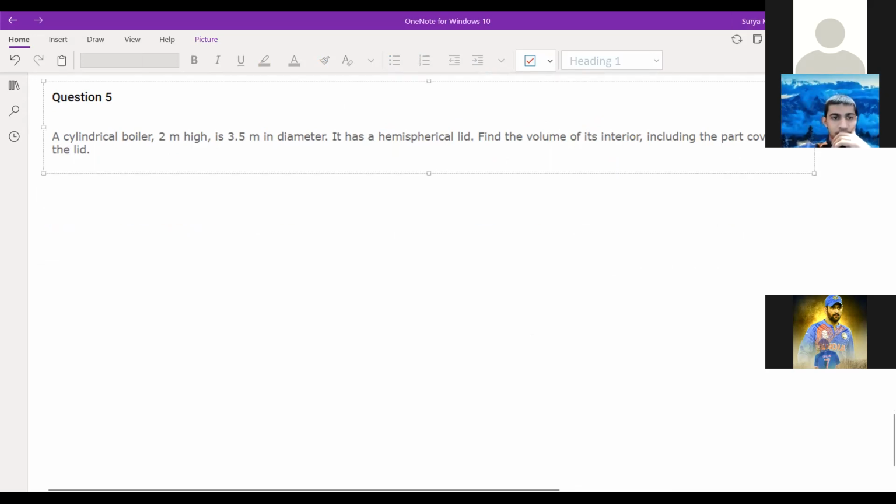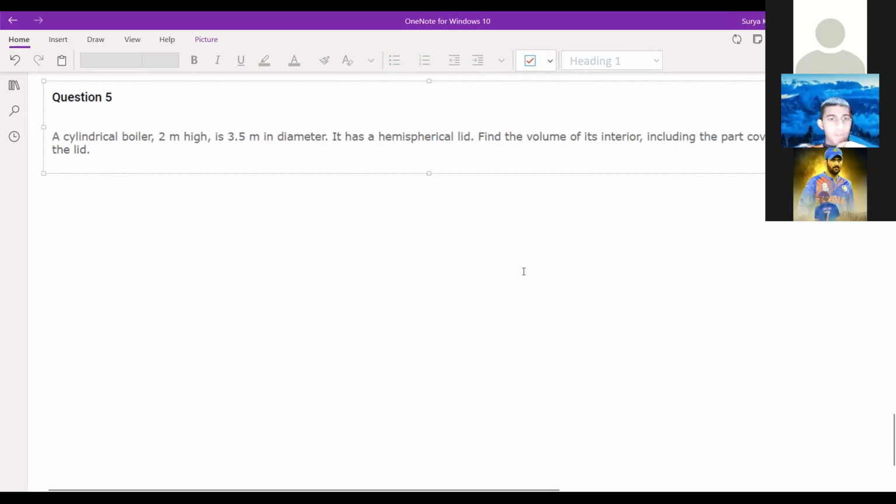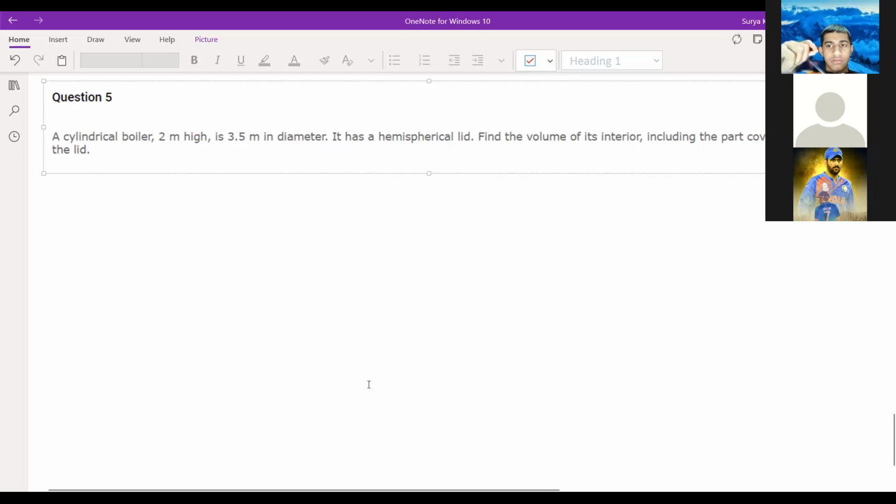So the question is cylindrical boiler, 2 meter high, 3.5 meter in diameter. It has spherical lid. Sir, what does the last part mean? Find the volume of its interior, including the part covered by the lid. So the lid is there, that also you should take into picture.